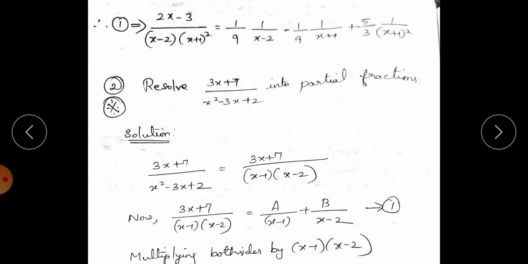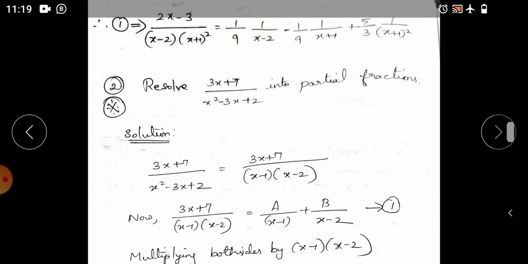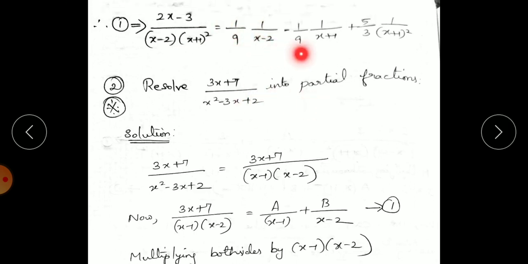Now you just apply it in the first equation, 2x minus 3 by (x minus 2) into (x plus 1) squared. Apply there: a divided by x minus 2, in the place of a, 1 by 9, and the b value is minus 1 by 9 and c is 5 by 3. So this ends the problem. Okay, so next question, this is also very important.